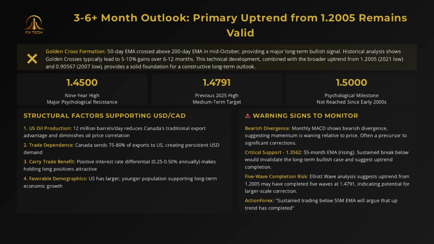The long-term outlook for 3 to 6 months and beyond remains constructive, supported by the Golden Cross formation, where the 50-day EMA crossed above the 200-day EMA in mid-October. Historically, Golden Crosses lead to 5 to 10% gains over 6 to 12 months, suggesting potential targets of 1.4500 to 1.5000. The broader uptrend from the 2021 low of 1.2005 and the 2007 low of 0.90567 remains intact.